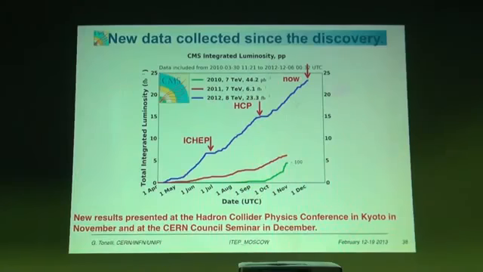First of all, we have collected new data. The ICHEP results were presented at this moment, and now we have 23 inverse femtobarns. So we are continuing to analyze the data, and we have new results coming out, and I would like to show some of them to you today.